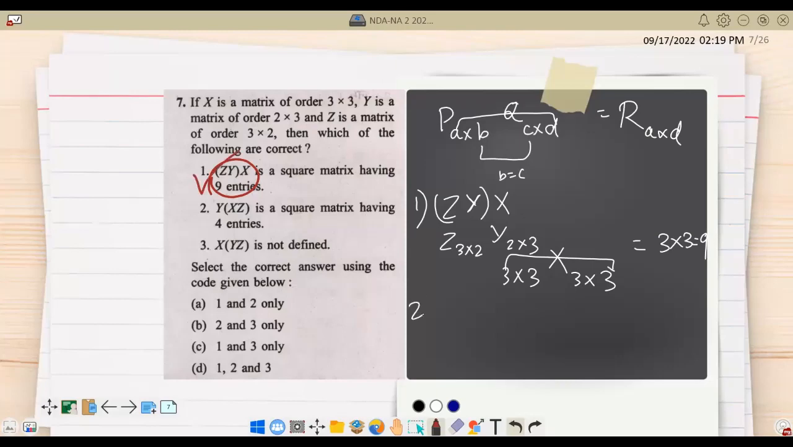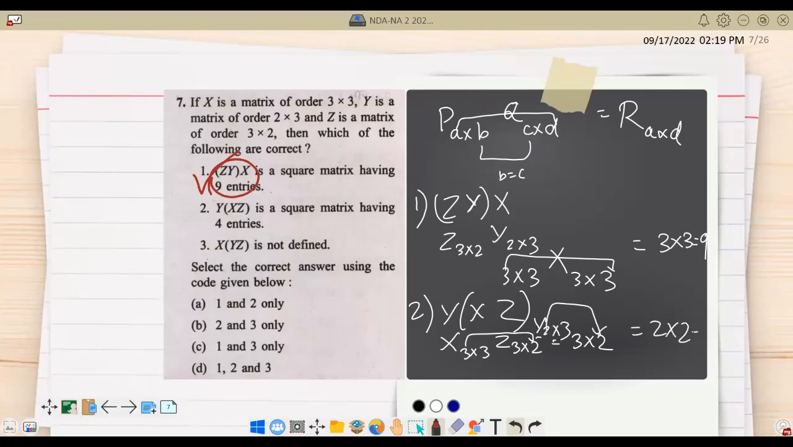And we'll go to the next statement. The matrix multiplication will be YXZ. Here X is 3 cross 3 and Z is 3 cross 2. So the resultant matrix will be in the form of 3 cross 2, and this will be multiplied with Y, that is 2 cross 3. So the resultant matrix will be of the form 2 cross 2. This has 4 entries, 4 elements. So the second statement is also true, and we'll check the third statement.